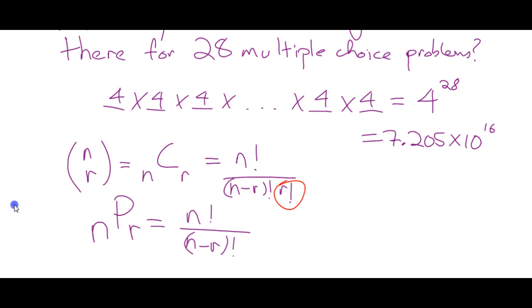So this takes out the order, right? So if we're interested in ABC, we don't care if it's ABC, ACB, BAC, BCA, or CBA, right? We don't care about the 6 possible different orders. In a permutation, we do care, right? ABC is different from BAC, and so on. In a combination, we don't care.